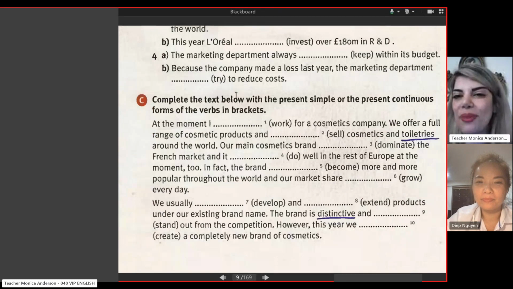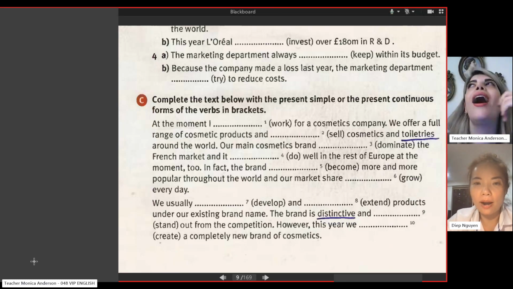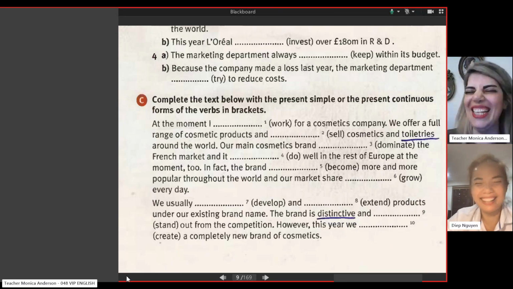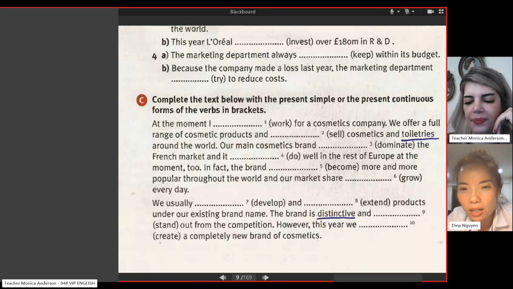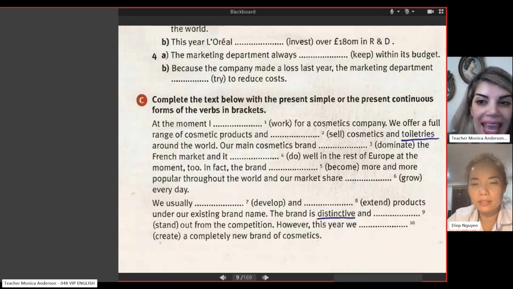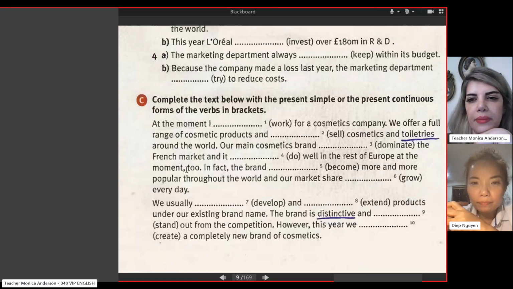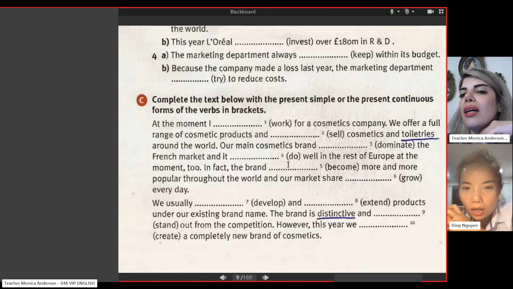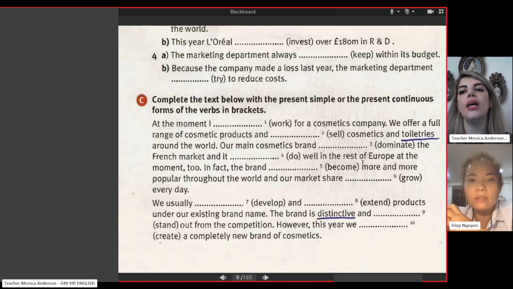Very good. Now we have the next part, again present simple or continuous. At the moment, I'm working for Sweetie. Yeah, of course. And we offer a full range of commodity products and selling, sales cosmetics. Okay. Our main cosmetic brand is dominating the brand market and is doing well in the rest of Europe at the moment too.